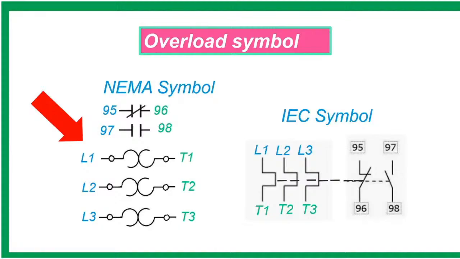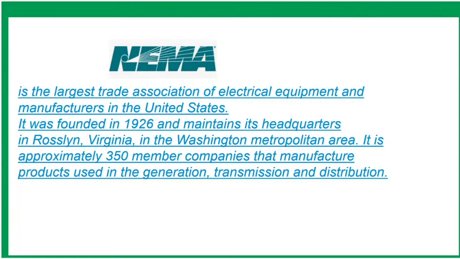This is the symbol of a NEMA overload relay. And this is the symbol of an IEC overload relay. But before we proceed with our tutorial, let's take a look first at what NEMA and IEC are. NEMA is the largest association of electrical equipment manufacturers in the United States. It was founded in 1926 and maintains its headquarters in Rosslyn, Virginia, in the Washington metropolitan area. It has approximately 350 member companies that manufacture products used in generation, transmission, and distribution.